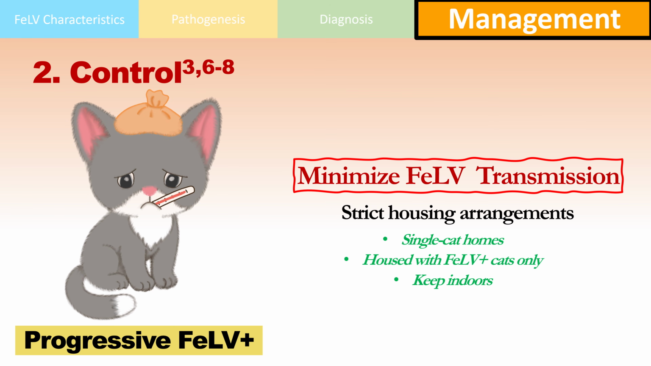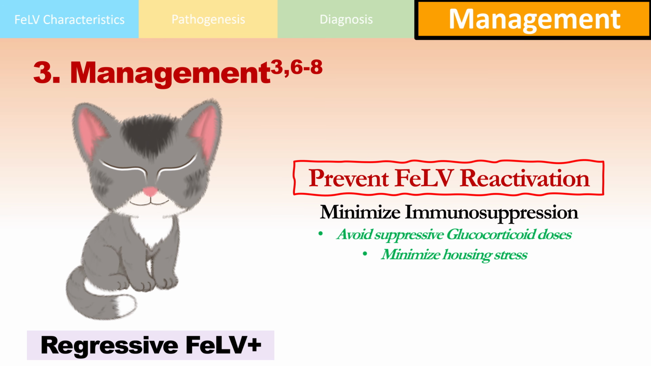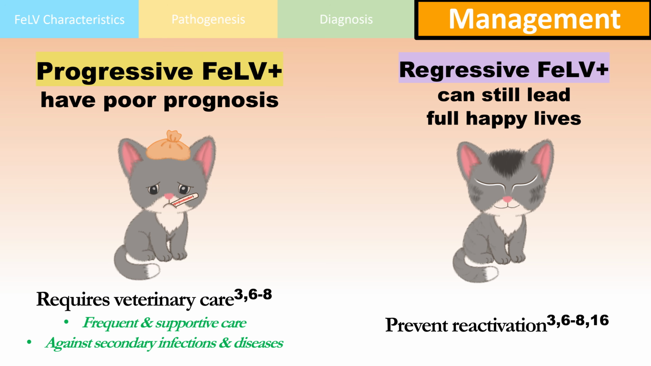Progressively infected cats require strict housing to limit contact with naive and wild populations. Stress and immunosuppressive drugs should be minimized to prevent reactivation in regressively infected cats. And progressive cats require ongoing veterinary support as they cannot combat associated diseases.